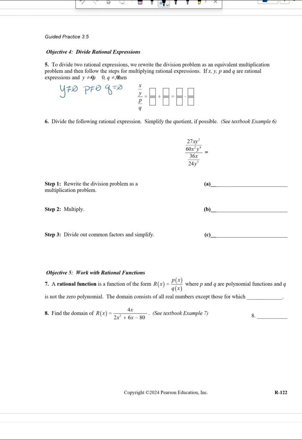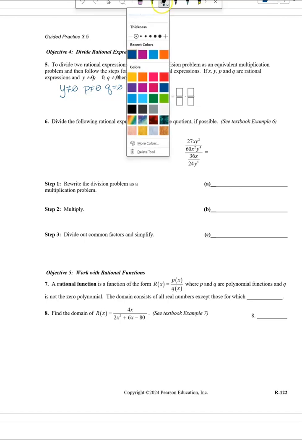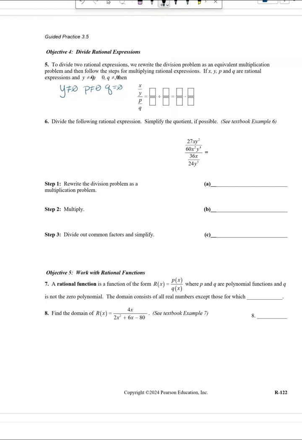So to divide two rational expressions, we rewrite the division problem as an equivalent multiplication problem, and then follow the steps for multiplying rational expressions. If x, y, p, and q are rational expressions, then y cannot equal 0, p cannot equal 0, and q cannot equal 0. Sorry, that was hard for me to say. I guess you noticed.